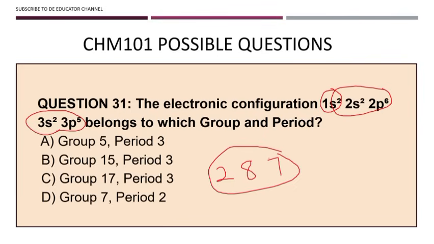287. So now, 287 belongs to which group and period? Remember, I said the period is 1, 2, 3. So we already know the period is period 3. So option D is wrong. So now, the group is 7. But now, if you look at this, we just have group 5, group 15, group 17. Now, one thing you should take note of is if it is p, it is plus 10 to the group. Please take note. If it is p, it is plus 10. So 7 plus 10, you have 17. So the correct answer is group 17 and then period 3.